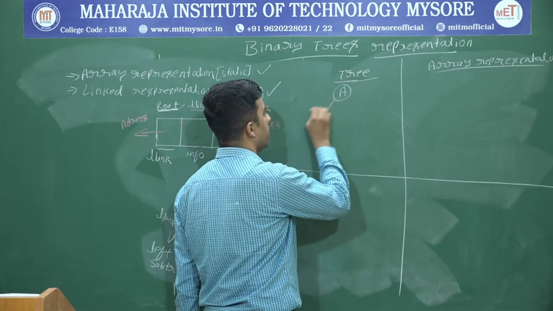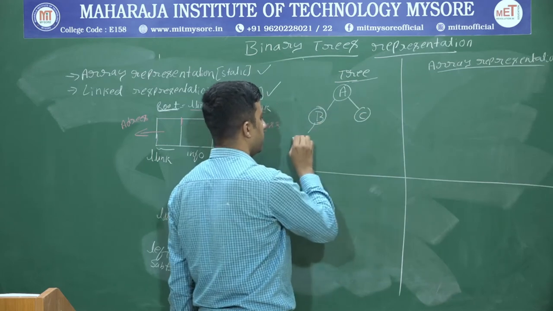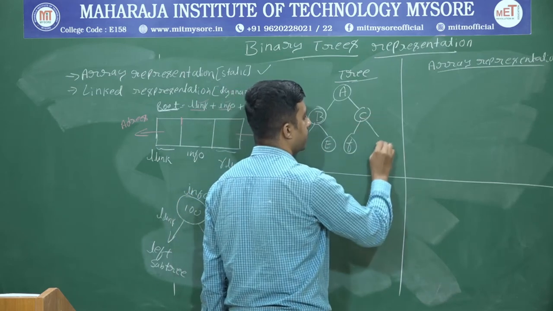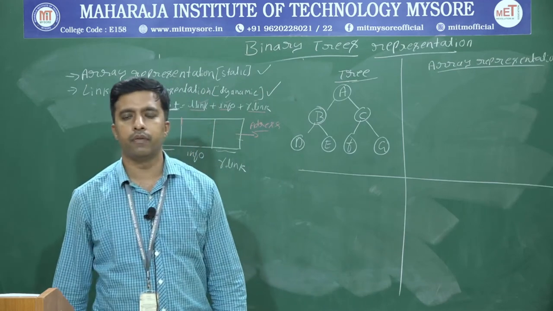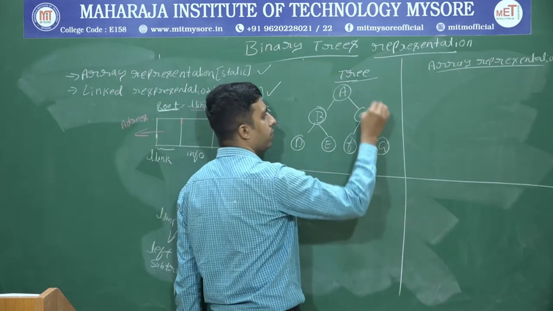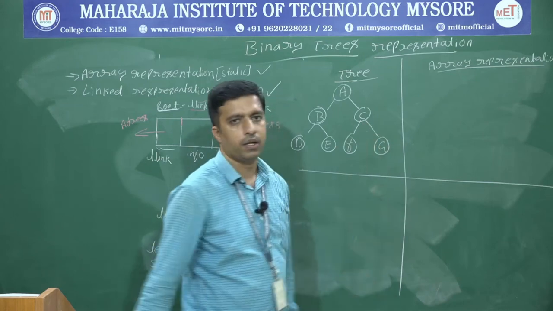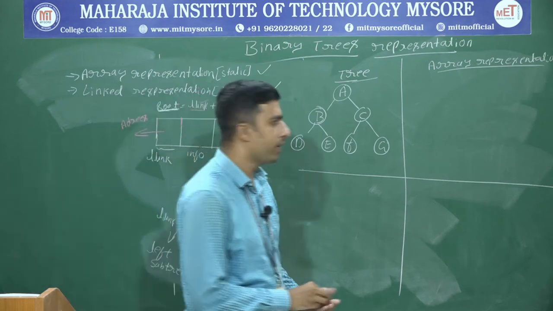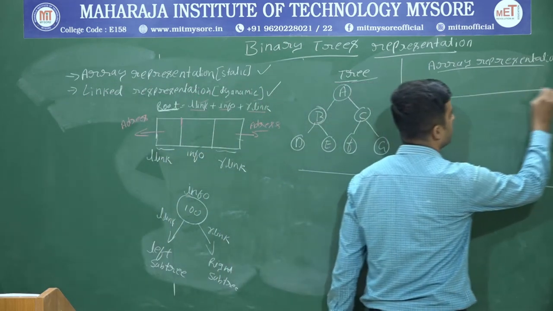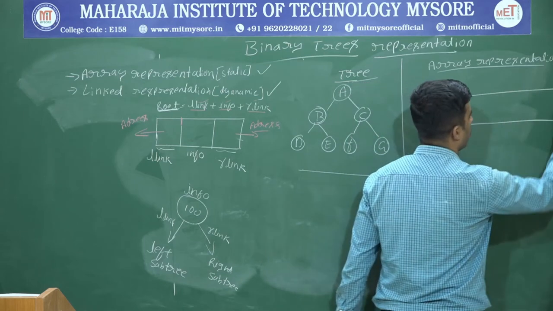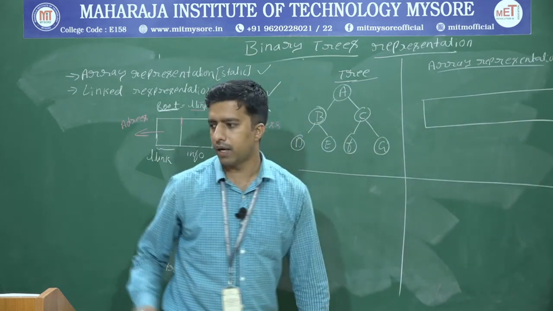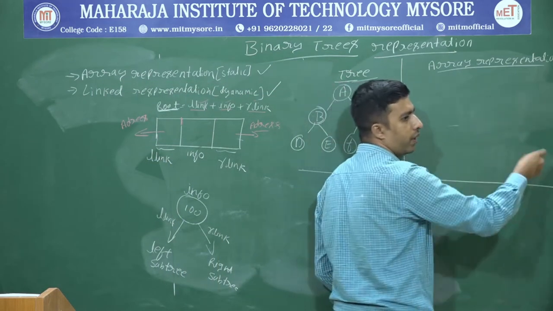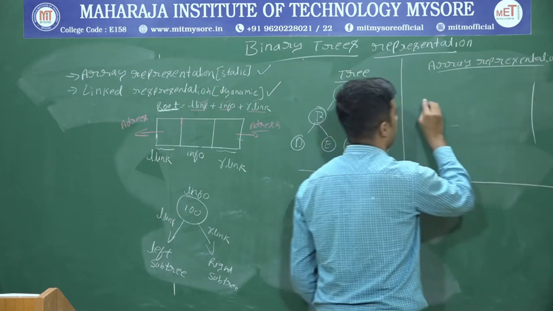See, this is my tree, assume A, B, C, D, E, F and G. This tree has levels: the 0th level has 1 node, the first level has 2 nodes, and level 2 has 4 nodes. See how it is represented as an array. Always the 0th node holds the address of the root node.